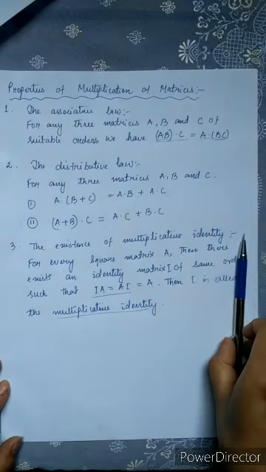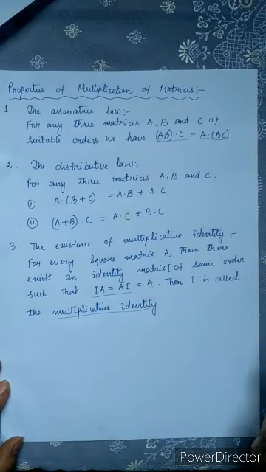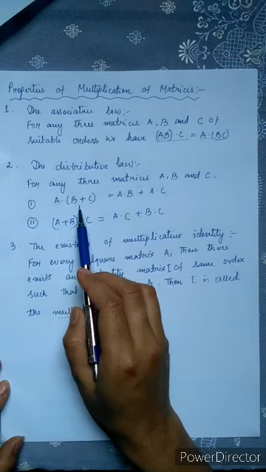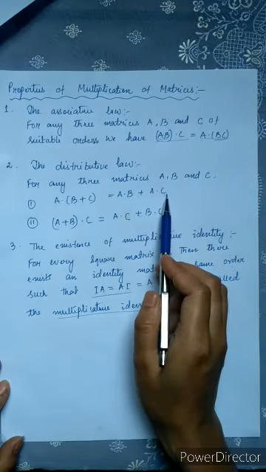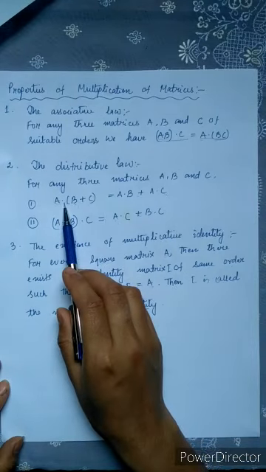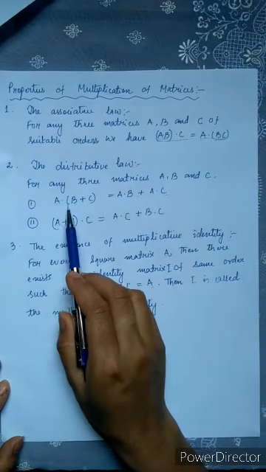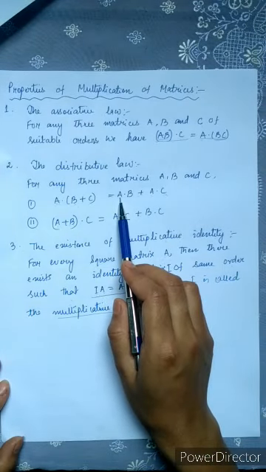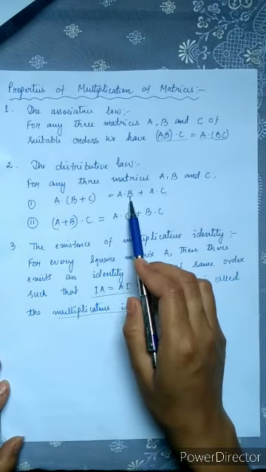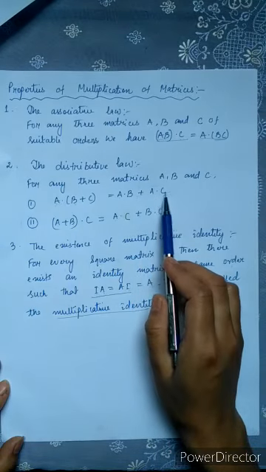Correct. Then number 2 property, distributive law. For any 3 matrices, matrix A, matrix B, and the matrix C, number 1, A into B plus C is equal to A into B plus A into C. This means multiplication of matrix A and the sum of B plus C is same as sum of product of matrix A and the matrix B plus matrix A and matrix C.